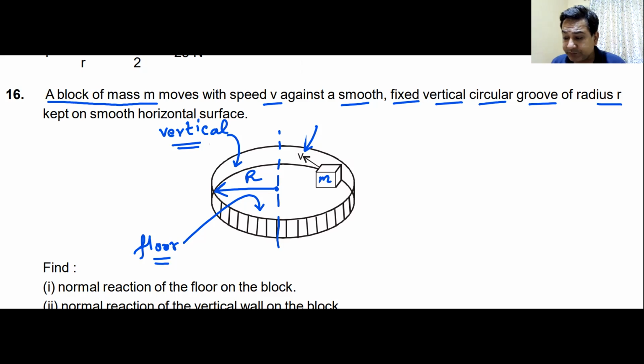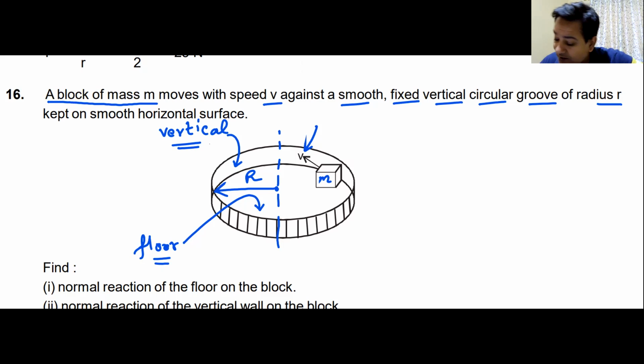So it is moving. Obviously, it is kept on the floor, and it is moving. It is in contact with the vertical wall. It is in contact with the floor, and it is moving on a circular path. That is the question given to you. A block of mass m is moving with a constant speed v. It is in contact with the vertical wall, and it is in contact with the horizontal floor.